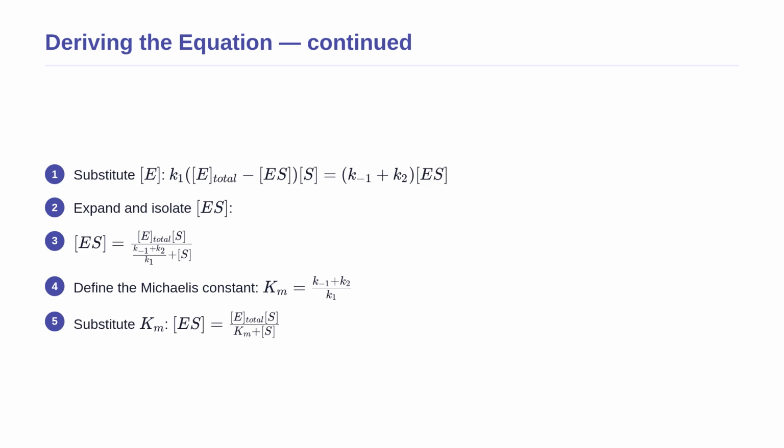After expanding the terms and doing some algebraic rearrangement, we end up with a messy fraction of rate constants in the denominator. Because writing this out every time is tedious, scientists grouped these constants together and defined them as a brand new term called the Michaelis constant, or Km. Grouping these constants not only cleans up the algebra beautifully, but it also reveals a deeper physical truth about how tightly the enzyme binds to the substrate, leading us directly to our final result.